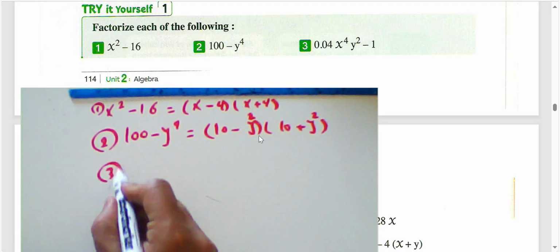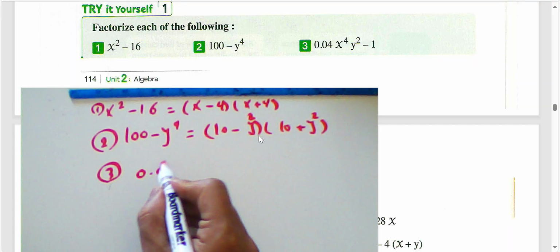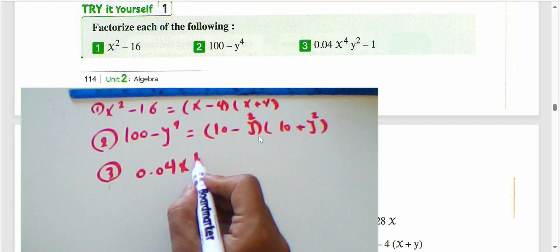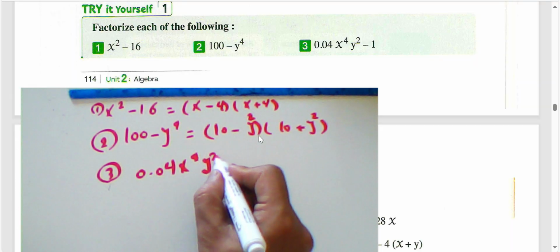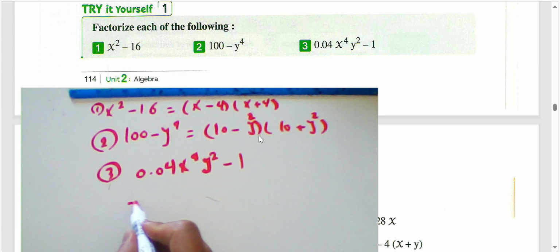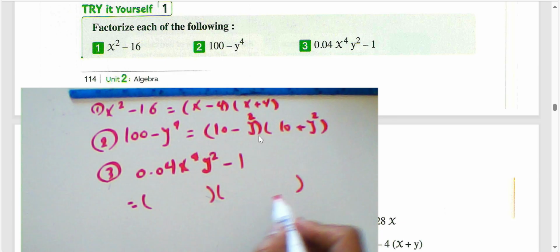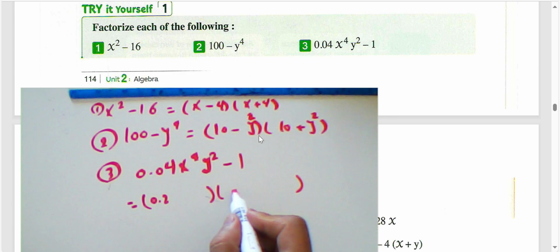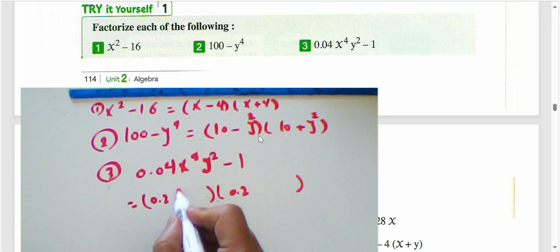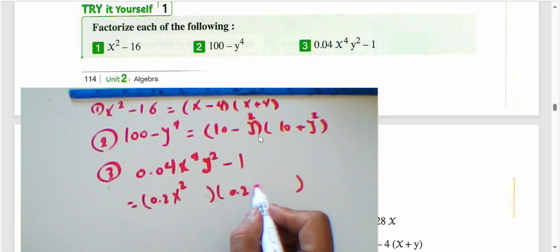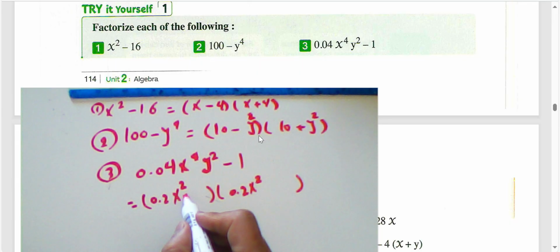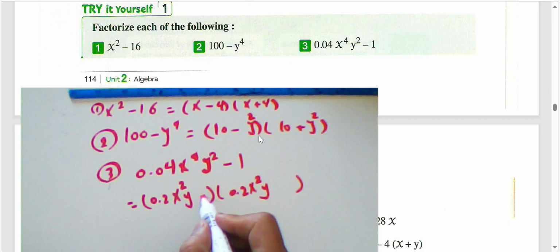And question number 3. We have 0.04 x power 4 y power 2 subtract 1. We can factorize as a product between two brackets. We have 2 tenths times 2 tenths, and x power 4 will be x power 2 times x power 2, y power 2 is y times y, negative and positive 1 and 1.